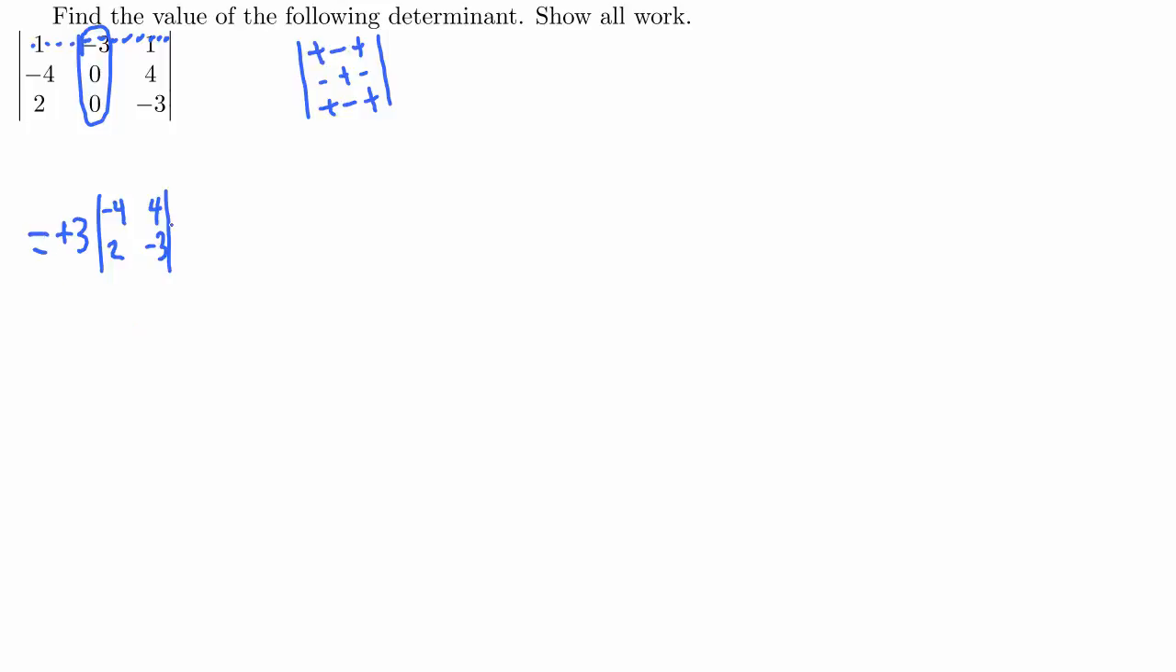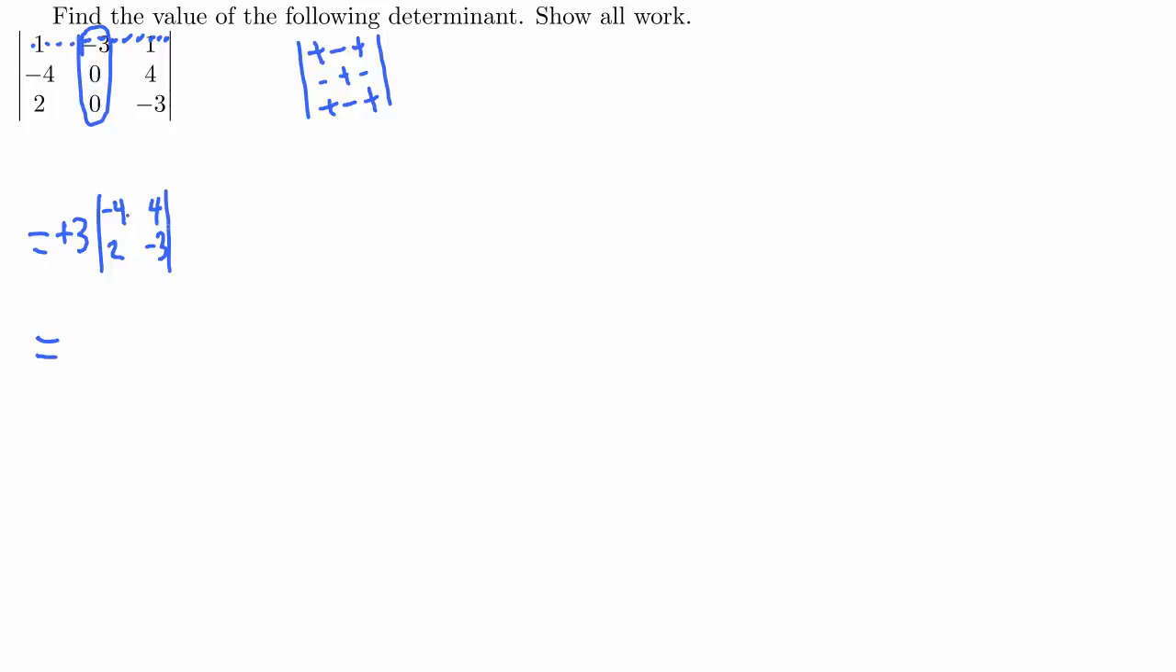Well, guess what? That's as far as I need to go because there are zeros right here. So I would do plus 0 times the matrix 1, 1, 2, negative 3. And then minus 0 times the matrix 1, 1, negative 4, negative 4. Excuse me, the determinants for those. But I don't need to do that because 0 times anything is still 0. That's the reason that we choose zeros like this.